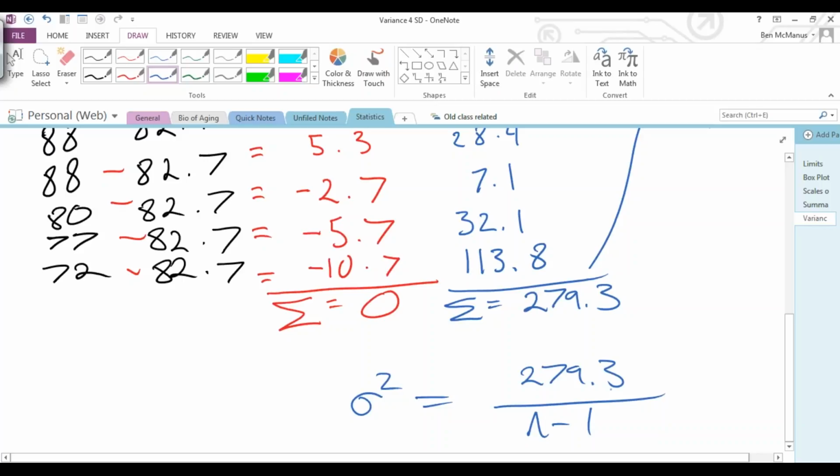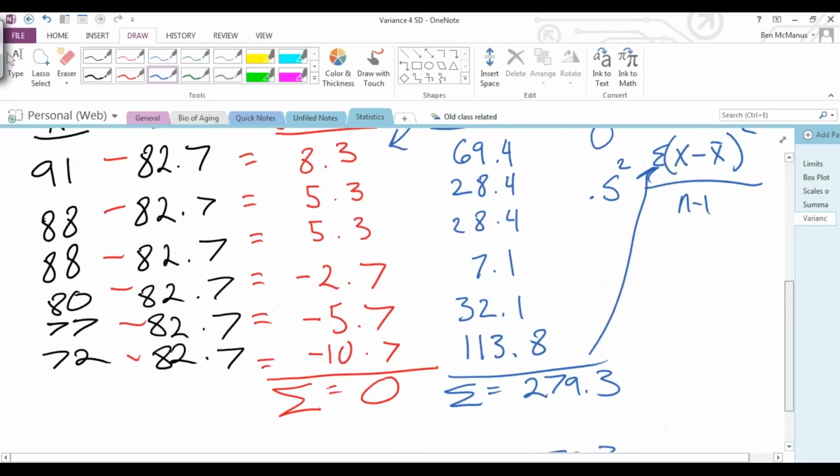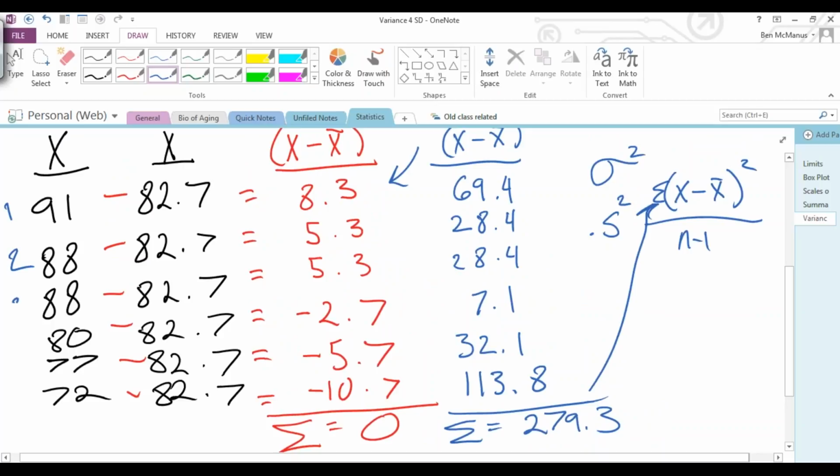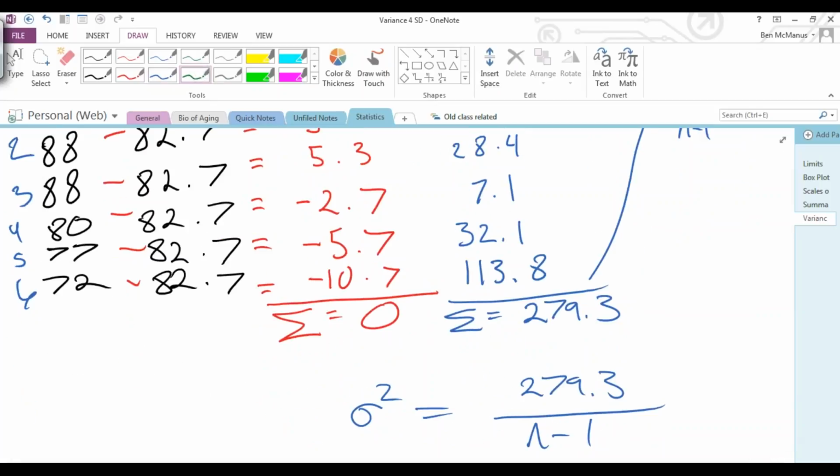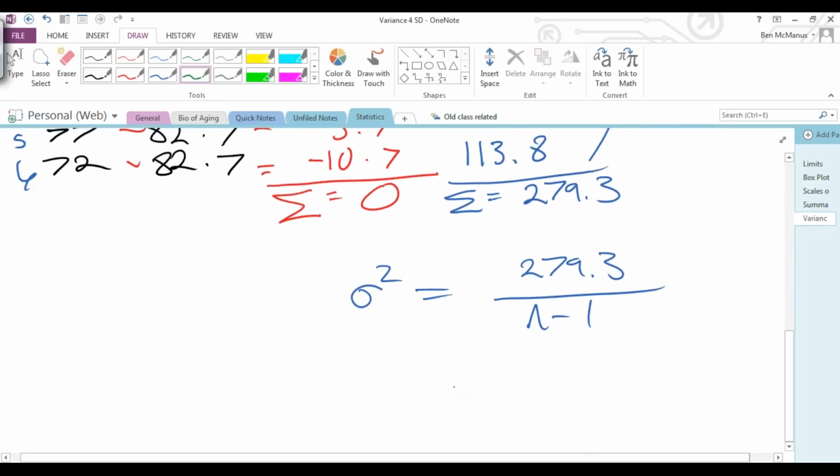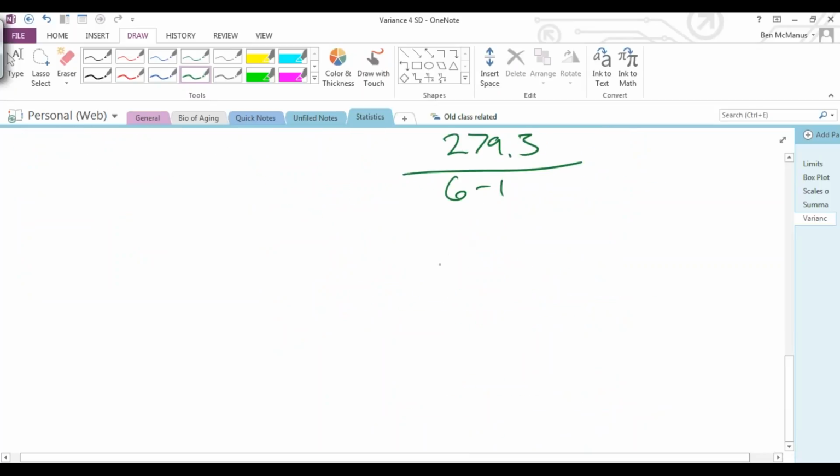Now, n, again, just represents the number of values we have in the raw data set. Remember, we had 6. So that is just saying our sum of all those squared differences, and 6 minus 1 is just going to be 5. So 279.3 divided by 5 is going to give us our variance, and that variance is 55.9.